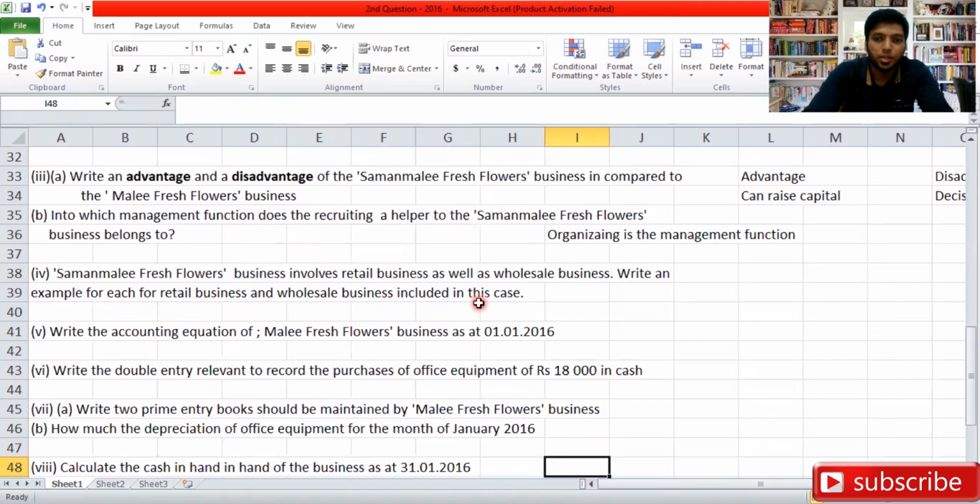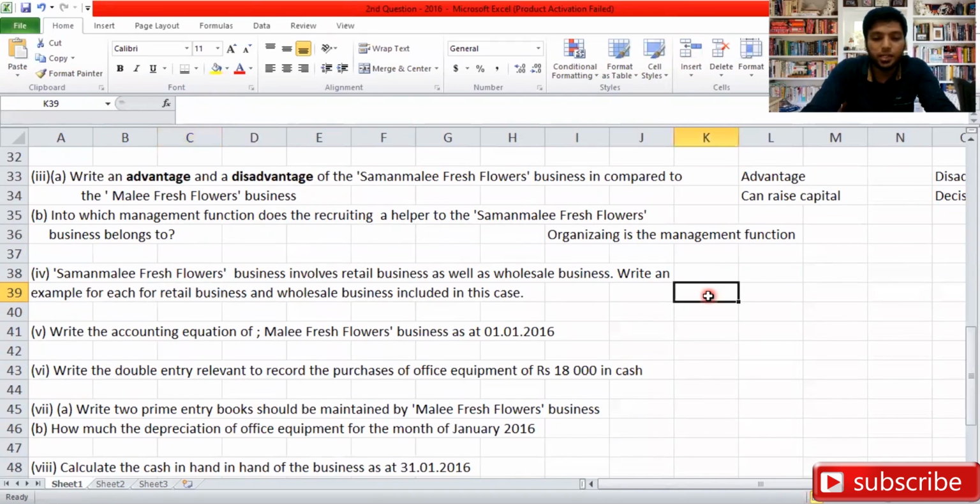That's the definition. But here they are not asking the definition. Here they are asking the example. So the example, you can say what a retail business is doing. If he is selling directly to customers, that is retail business because the customer is not going to sell for others. But then he's selling to nearby flower shops. Then of course he's doing wholesale business, because he's selling to some people and they are selling to other people. That's what we say wholesale.